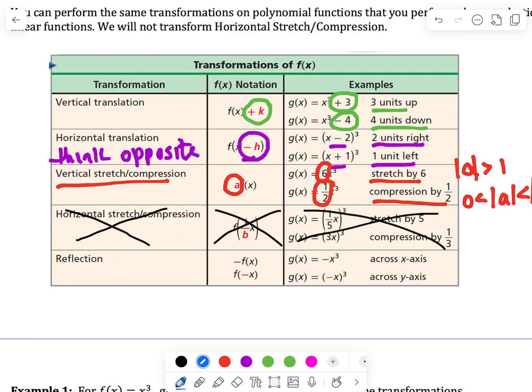The last set is reflections. There's 2 reflections. If we have the negative in front of the function, it's going to reflect across the x-axis. If our negative is inside the function, see the difference here inside the parentheses, it's going to reflect across the y-axis.